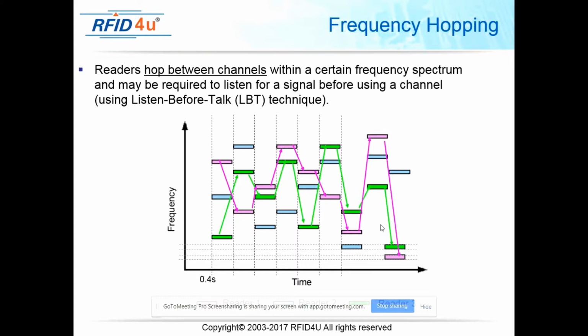And then it uses that channel for communication. Listen before talk is an important feature and was set up primarily to cover the EU and Europe, because Europe only has 10 workable channels within their frequency range for UHF. Once again, everything we're talking about today is UHF, ultra high frequency, 860 to 960 megahertz. All right, so that's channel hopping.